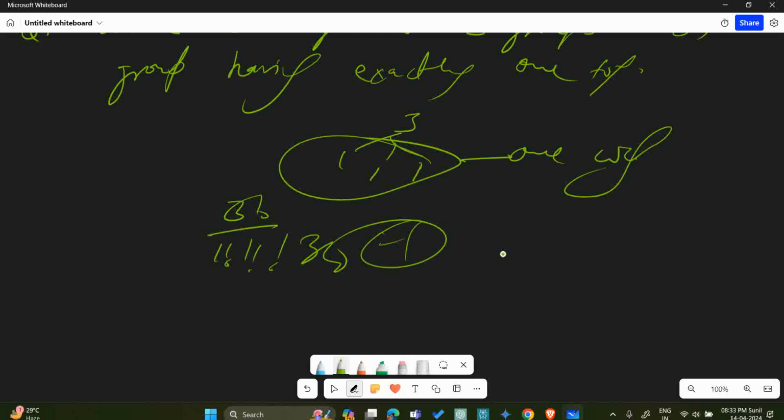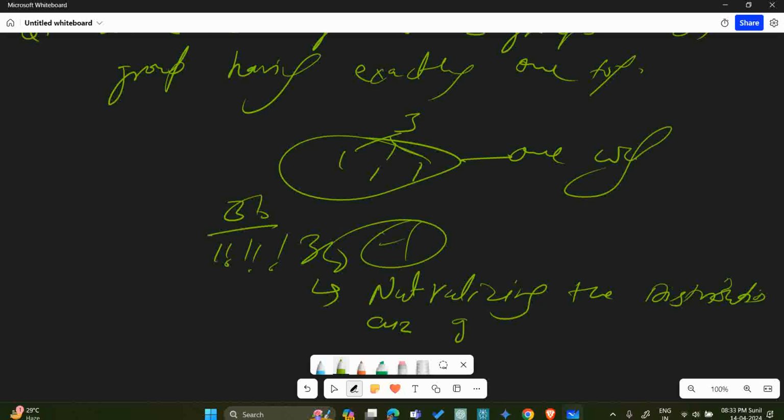Here 3 factorial is neutralizing the distribution, because the groups are identical. Right.